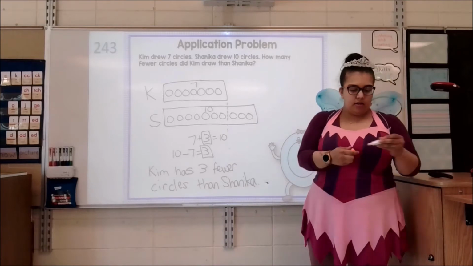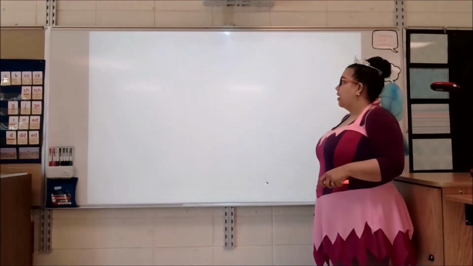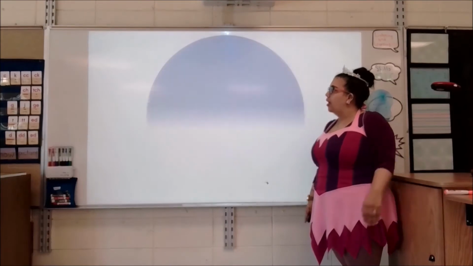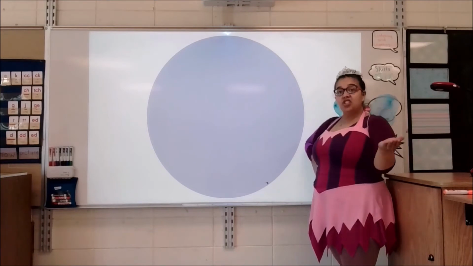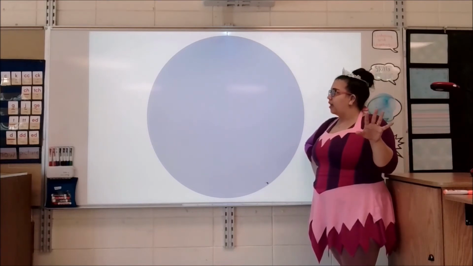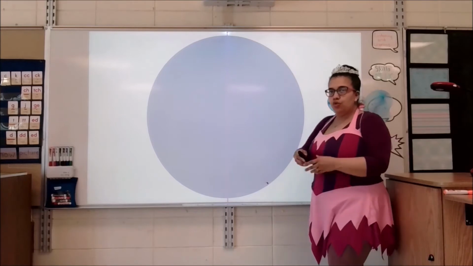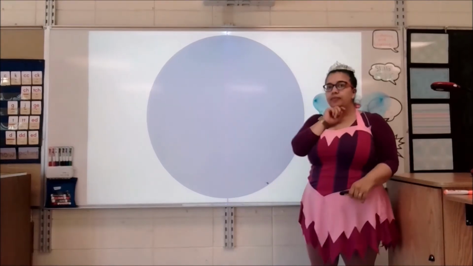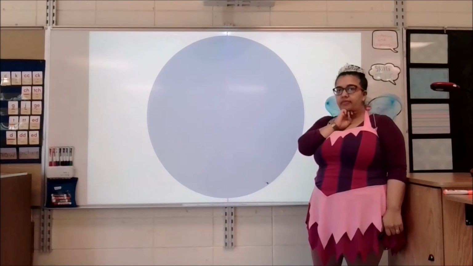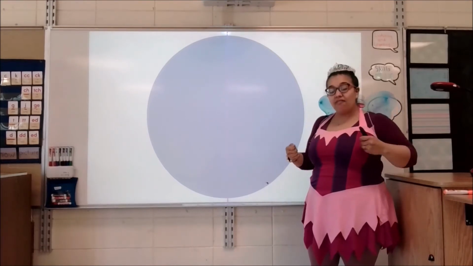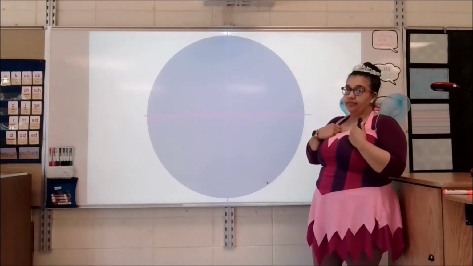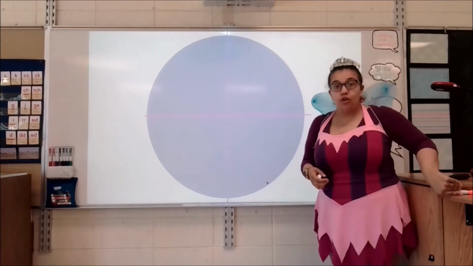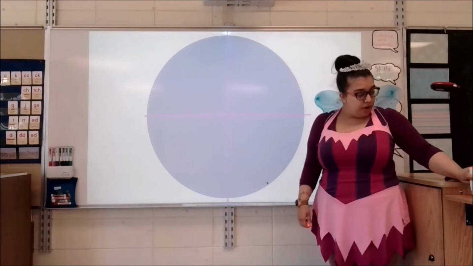Excellent. All right, so today I want you to just listen for a second. I want you to look. What is this shape? It's a circle. Great job. Excellent. And that little pink line that just went swoop down the middle. What did I do? I split it in half. I partitioned it. I broke it in half. Excellent. Now what did I do? Yes, my circle is now in fourths or quarters. Good.